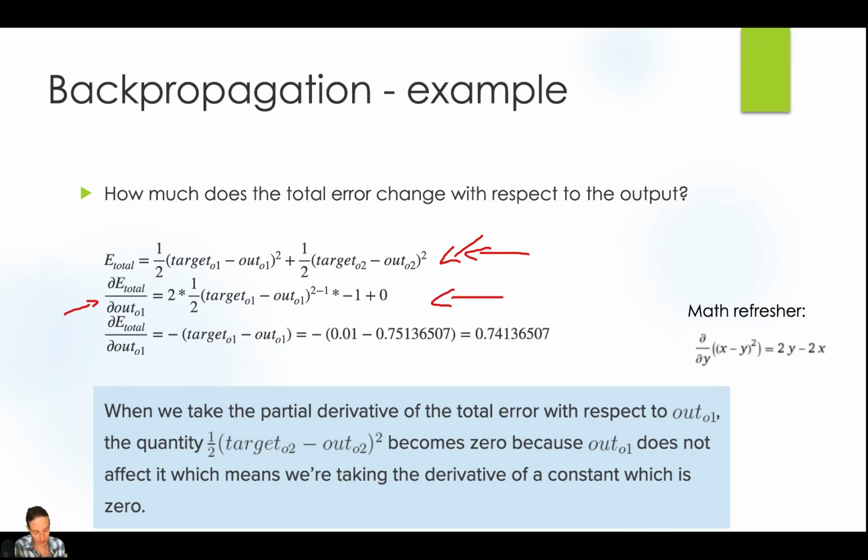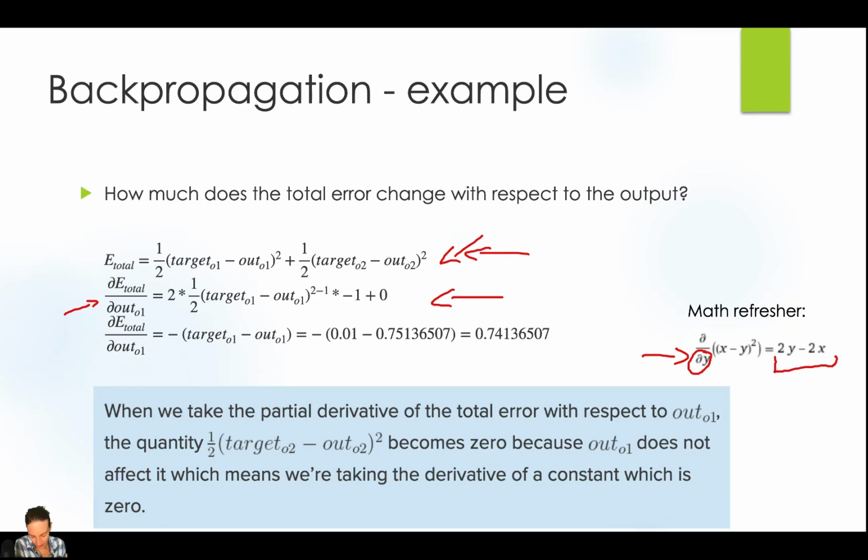Here's a little math refresher. If we take the partial derivative for a function x minus y squared, partial derivative for y, for change in y, then we get 2y minus 2x. Okay. Now, this is not a math class, so we're not going to go into details why. If you're interested in getting partial derivatives, there's a great website. I think I linked it in the homework, Wolfram Math, which you can input any function, and it'll give you the partial derivatives. So let's have a look.